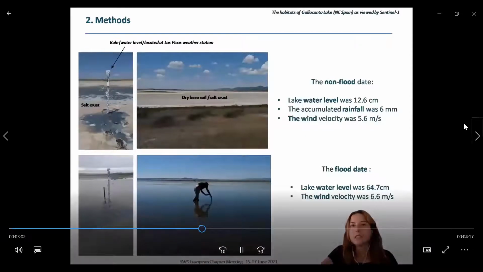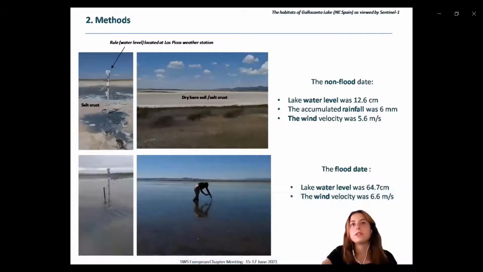On the non-flood day, the water level was 12.6 centimeters. The cumulative rainfall was 6 millimeters. The wind velocity was 5.6 meters per second. And on the flood day, the lake water level was 64.7 centimeters, and the wind velocity was 6.6 meters per second.